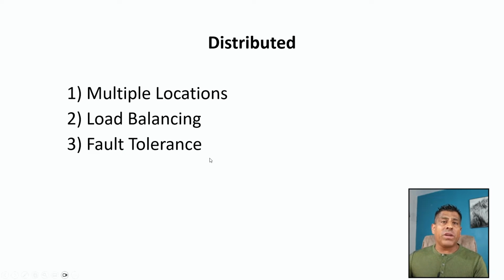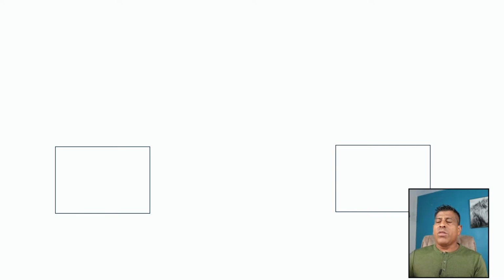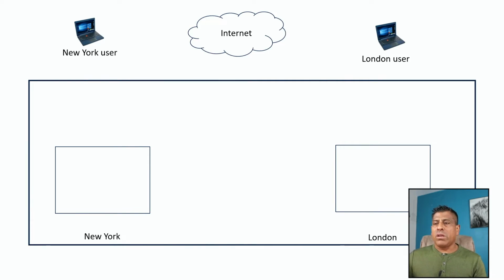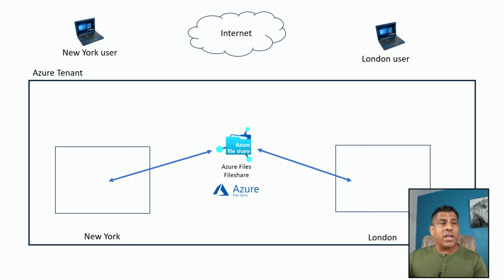Okay, so how do we fix that, or how do we improve that? The way we're going to do it is we're going to have two locations. In this example, we're going to have New York and London. We're going to have New York users and London users. So we're going to have an Azure tenant. We are going to create an Azure Files file share, and we're going to use Azure File Sync to keep the two locations synchronized.